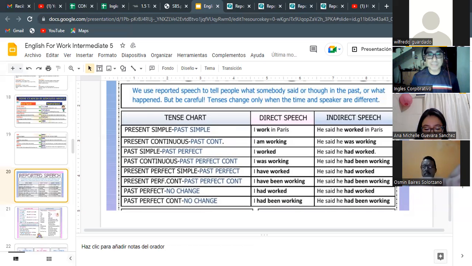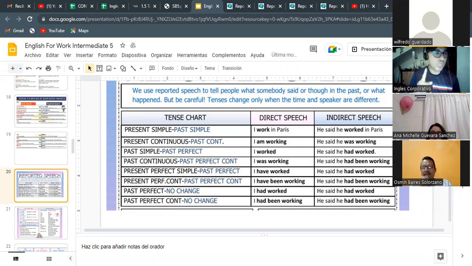Then present perfect simple goes to past perfect. I have worked. He said he had worked. Present perfect continuous goes to past perfect continuous. I have been working. He said he had been working. Past perfect, no change. I had worked. He said he had worked. That is the only one. And then we have the other one here. Past perfect continuous, no change. I had been working. He said he had been working.